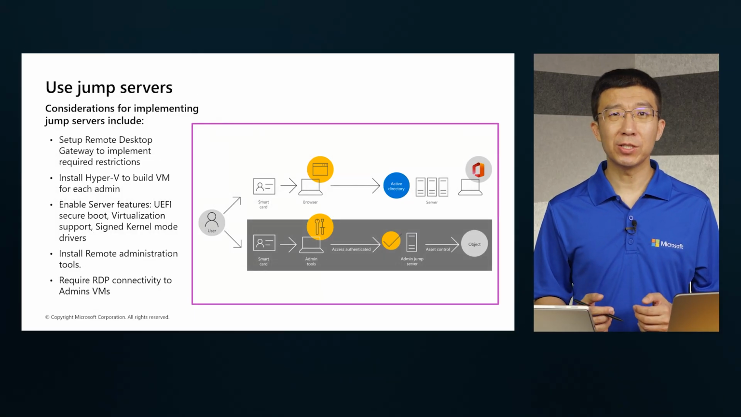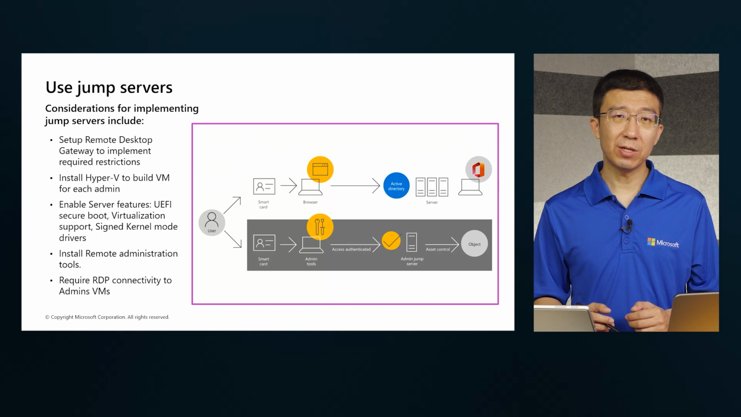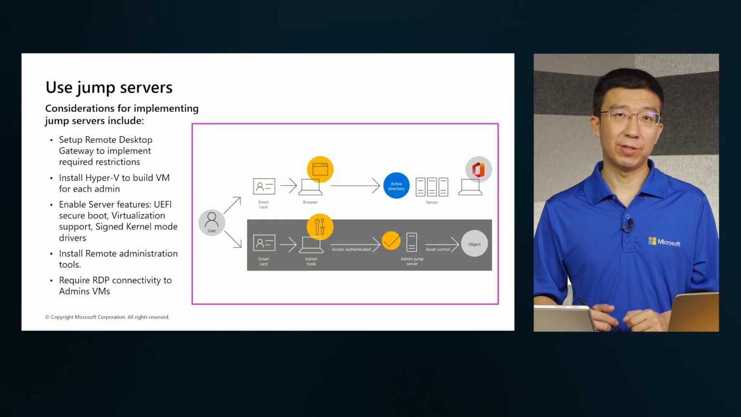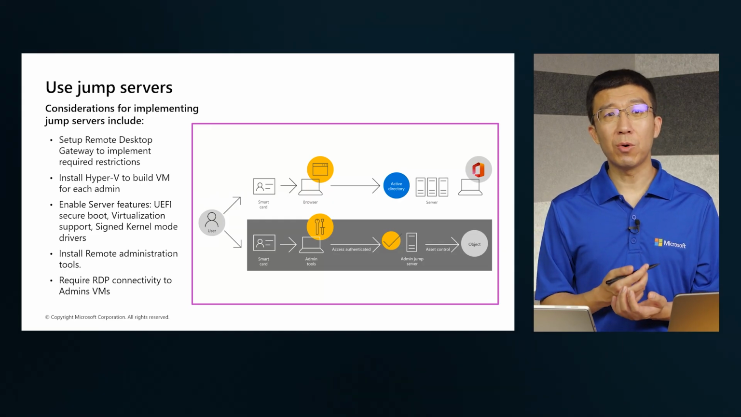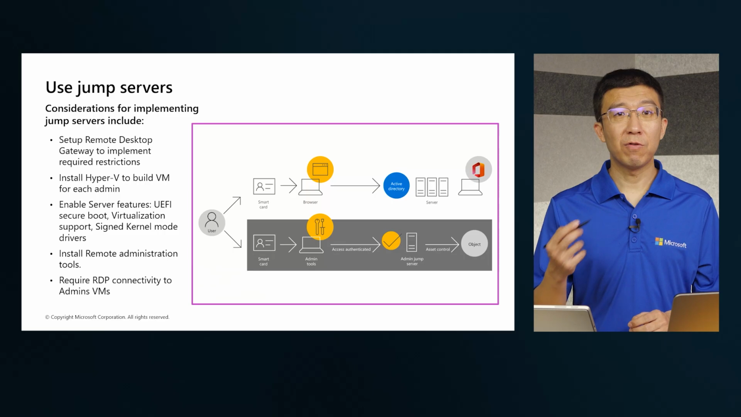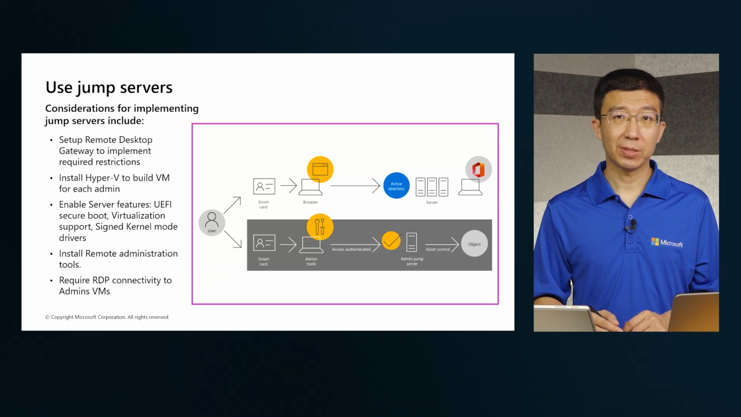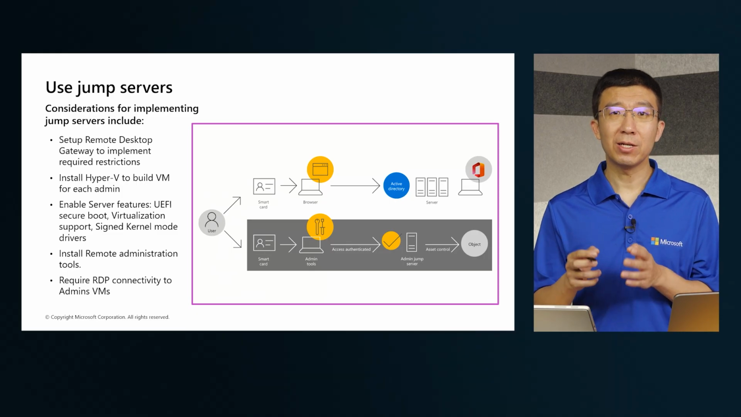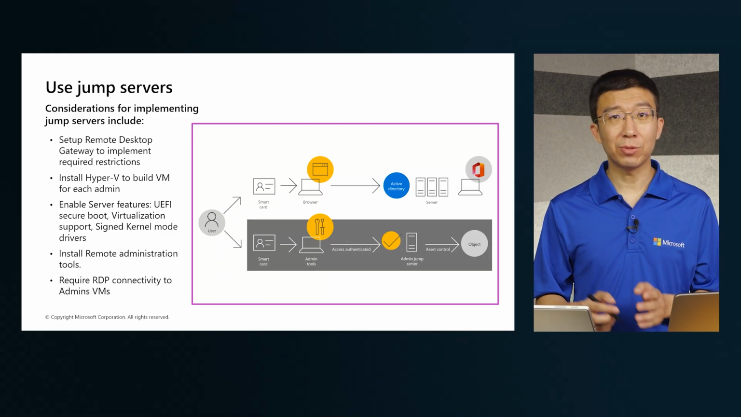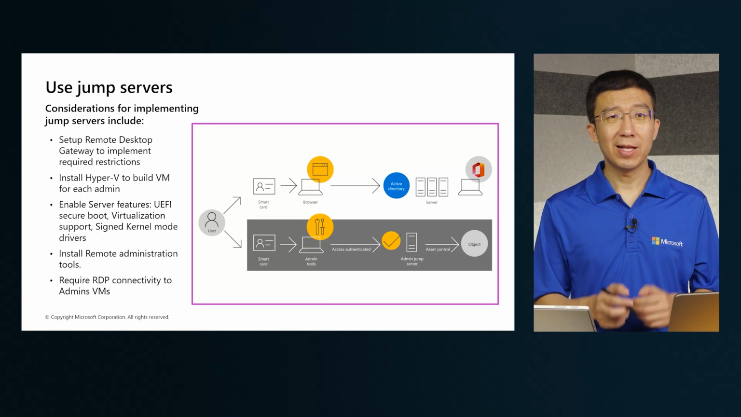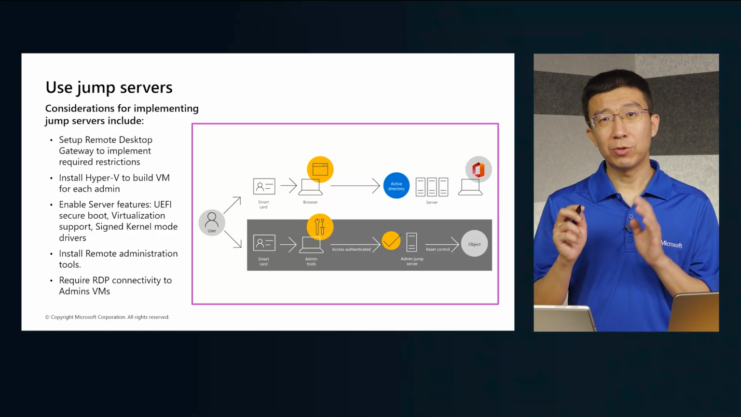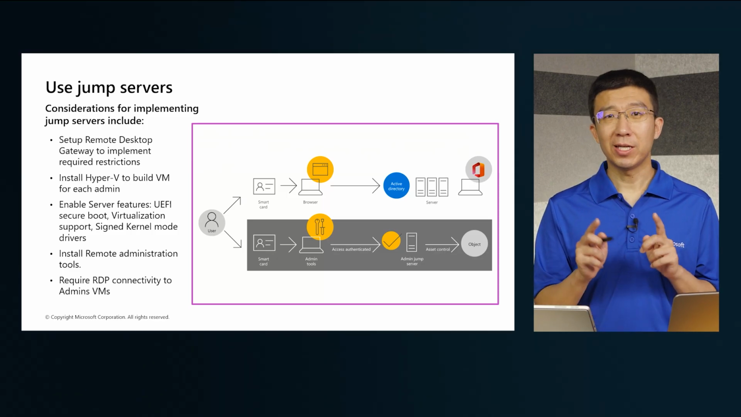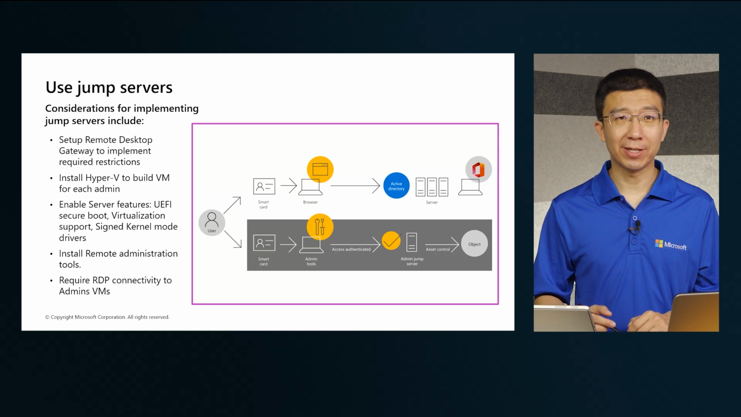When implementing jump servers, consider installing remote administration tools on the jump server. You should also require RDP connectivity for admin VMs. A typical setup involves an administrator authenticating with a smart card, connecting to their PAW, and then accessing the jump server to manage resources. This layered approach enhances security and accountability.